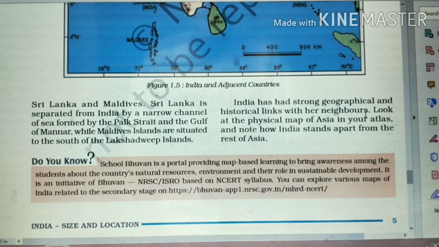Sri Lanka is separated from India by a narrow channel of sea formed by the Pak Strait and Gulf of Mannar, where Maldives islands are situated to the south of the Lakshadweep islands. That means two islands also share their coastline boundary with India, namely Sri Lanka and Maldives. Sri Lanka is separated from India by a narrow channel called the Pak Strait and Gulf of Mannar, while the Maldives Islands are situated to the south of Lakshadweep Island.